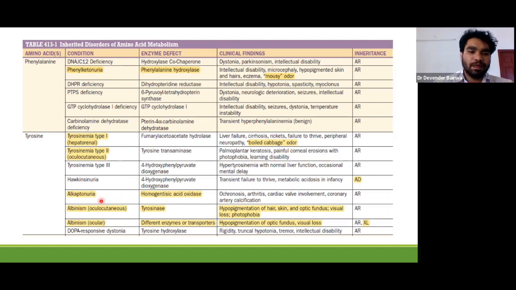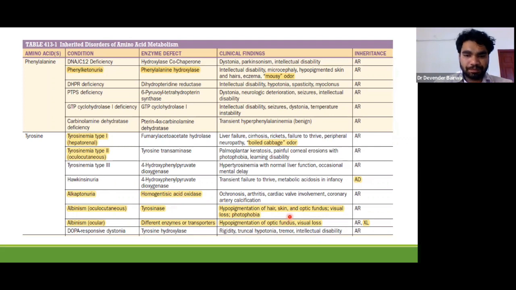Then there is Alkaptonuria, which is because of a defect in homogentisic acid oxidase. The important point associated with Alkaptonuria is that this was the first disease of inborn error of metabolism, which was described by Sir Archibald Garrod at that time. Then there is albinism, which can be the oculocutaneous form only. It is because of deficiency of the tyrosinase enzyme, and this presents with hypopigmentation of hair, skin, and optic fundus, visual loss, and photophobia.